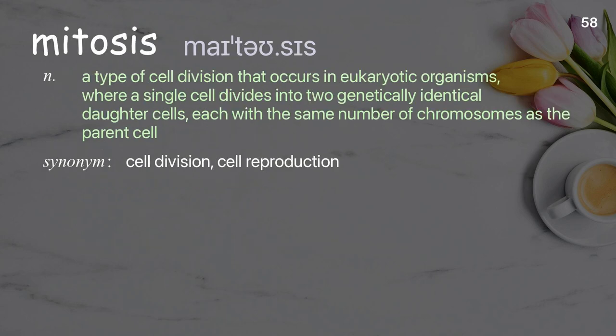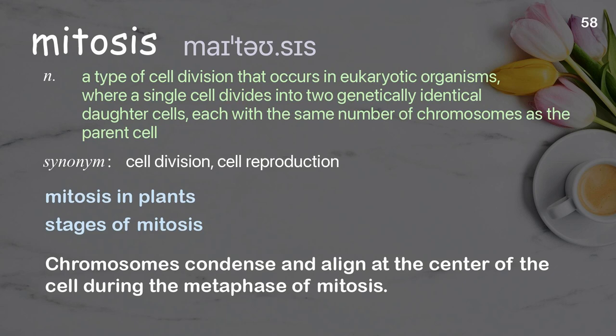Mitosis. A type of cell division that occurs in eukaryotic organisms, where a single cell divides into two genetically identical daughter cells, each with the same number of chromosomes as the parent cell. Examples: mitosis in plants. Stages of mitosis. Chromosomes condense and align at the center of the cell during the metaphase of mitosis.